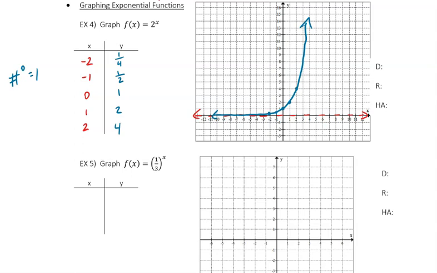All right, if we look at the domain and range, domain is -infinity to infinity. Range would be 0 to infinity. And our horizontal asymptote is at y equals 0.